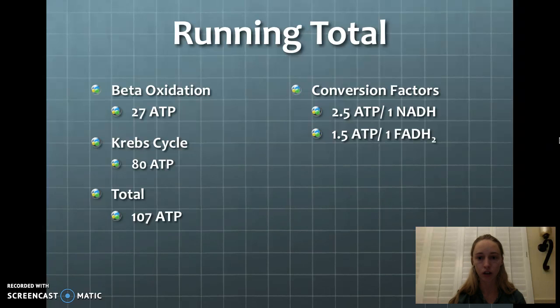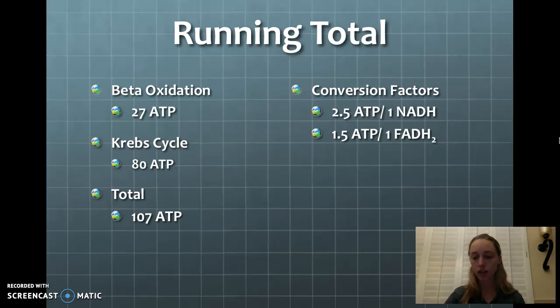You're going to undergo it. I have this running total here because it is a lot of math again. Remember that beta oxidation, 27 ATP. Krebs cycle, you get 10 ATP per cycle. You'll do it 8 times. You get a total of 80 for a grand total of 107 ATP. Wow, that is a lot. This can be useful as a fuel source during light to moderate intensity. Similar to that of glucose, just lasts a little bit longer, same about 30 minutes.